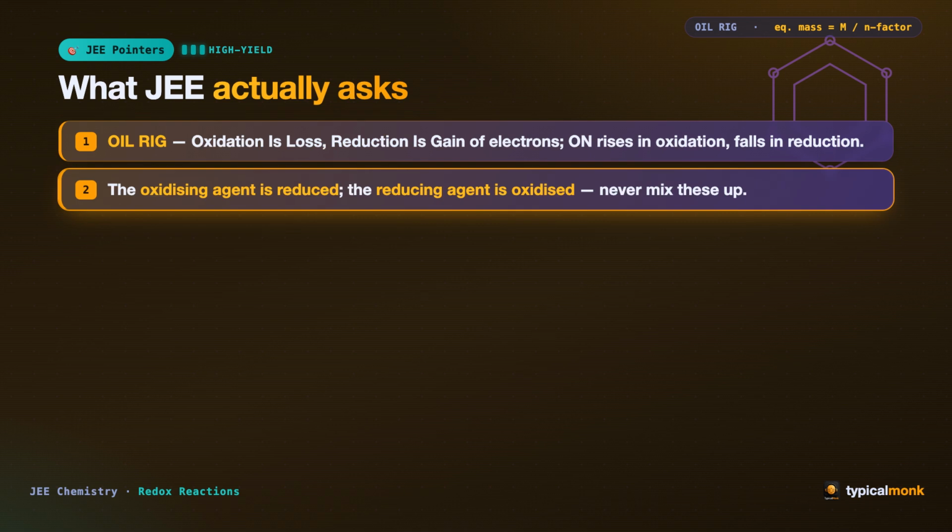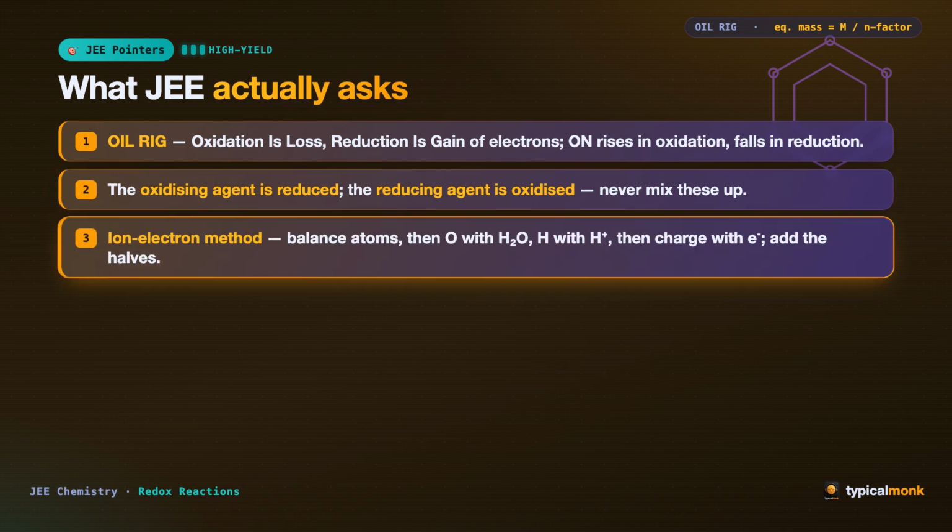2. The oxidizing agent is reduced and the reducing agent is oxidized. Never mix these two up. It is the most common slip in the chapter. 3. The ion-electron method. Balance the atoms, then balance oxygen with water, hydrogen with the hydrogen ion in acid, and finally the charge with electrons, then add the two halves.